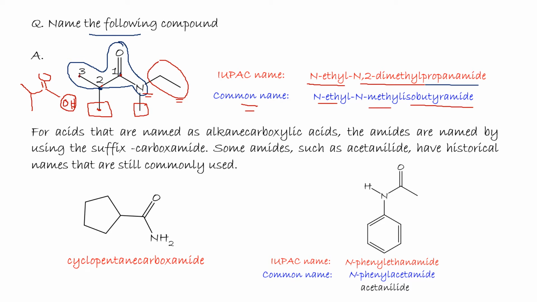For acids that are named as alkane carboxylic acid, we replace the carboxylic acid by carboxamide. So it will be here cyclopentane carboxamide.